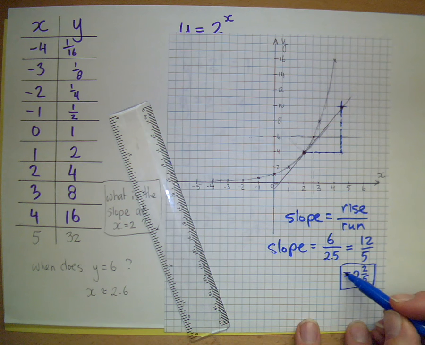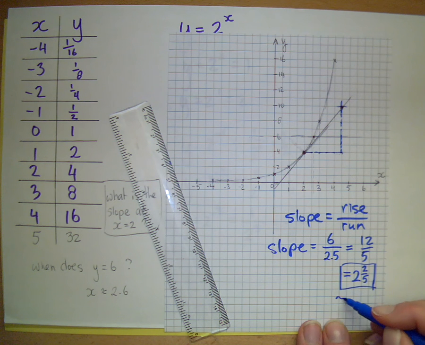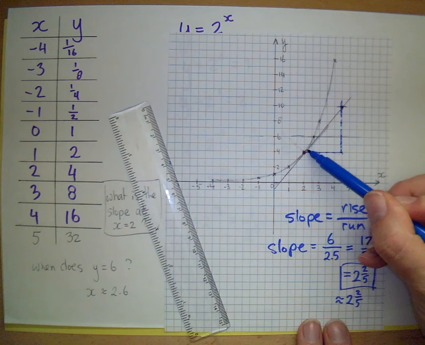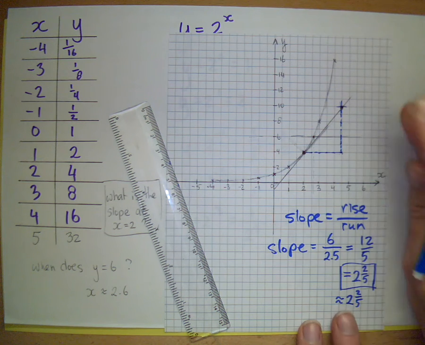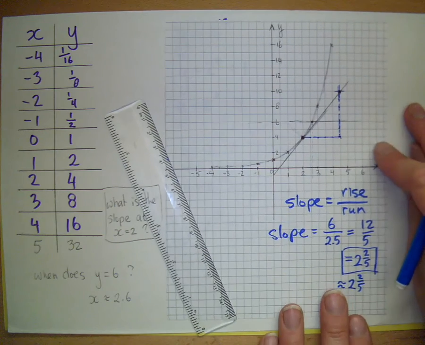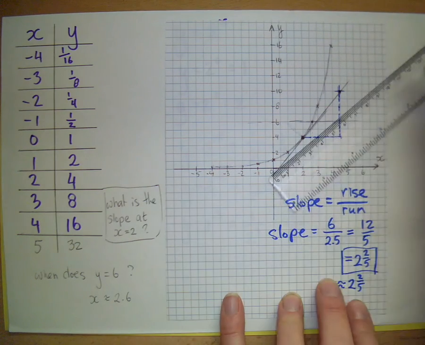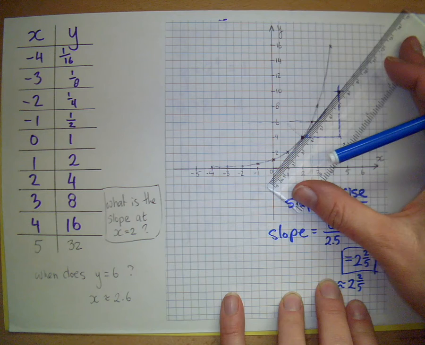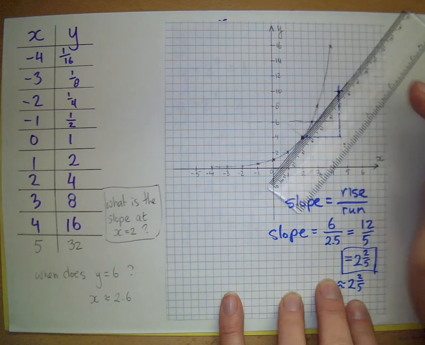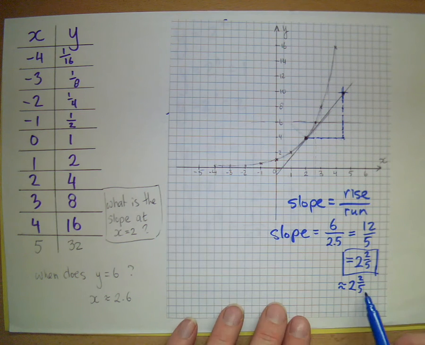And I shouldn't say equals, I should say equals about 2 and 2/5, because this tangent was just drawn with our best judgment. We couldn't be precise about it because we just tried to make the best looking tangent to our curve at this point. Okay, so we made an estimation of the slope.